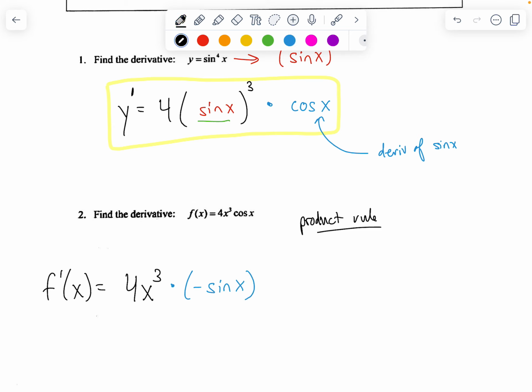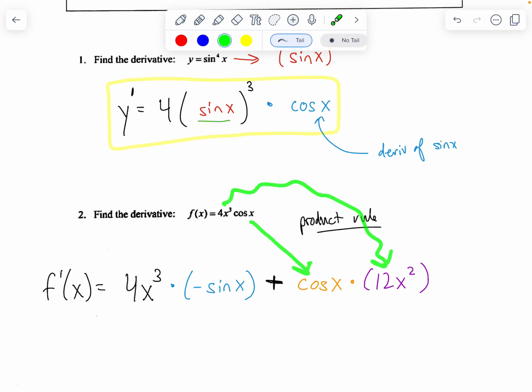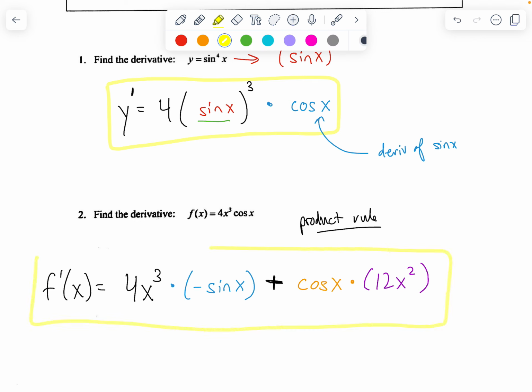Okay. Then we have plus the 2nd piece, so the g, so that'll be cosine of x, times the derivative of that front part, which will be 12x squared. Beautiful. So again, to cover over, it's the original first part times the derivative of the 2nd plus the original 2nd part times the derivative of the 1st. There we go. Did the product rule. Life is good. Life is Gucci. We move on.